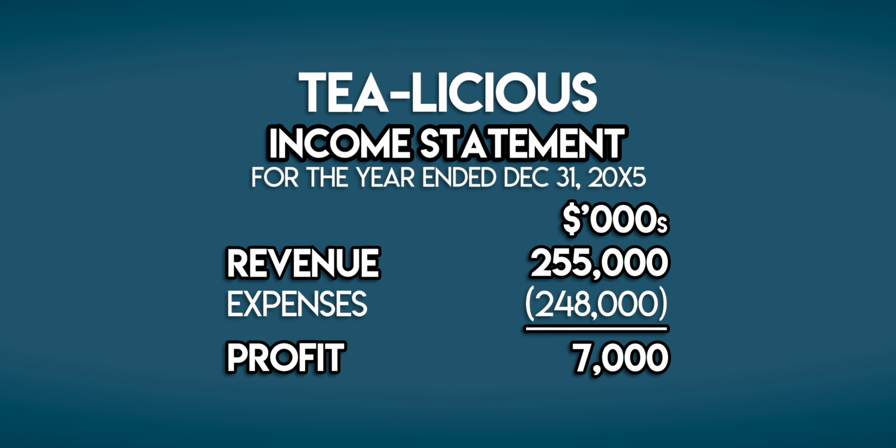Firstly, Tealicious made $255 million in revenue, which is their top line income that it earned from selling products during the year. Secondly, it incurred $248 million in expenses. This includes the direct and indirect costs of running the business. And finally, when we subtract expenses from revenue, we see that Tealicious generated $7 million in net profit on the bottom line. Profitability is key to the income statement, which is why it's also called the statement of profit and loss. It tells us how much profit the business earned over a period of time.